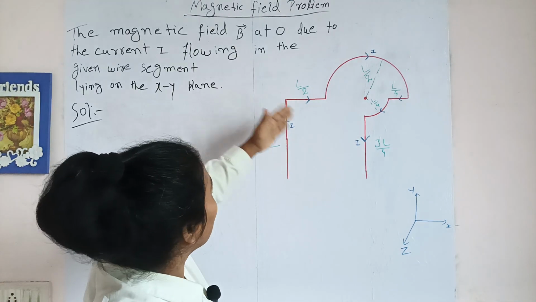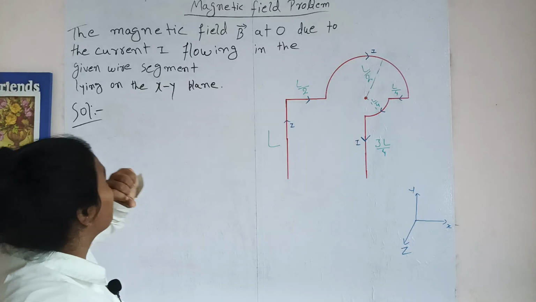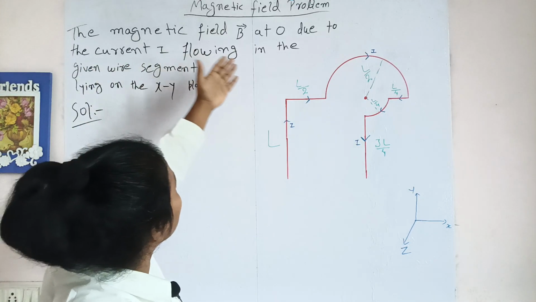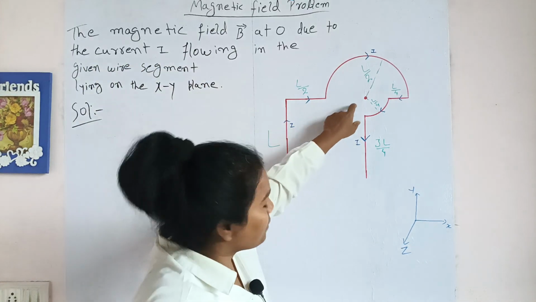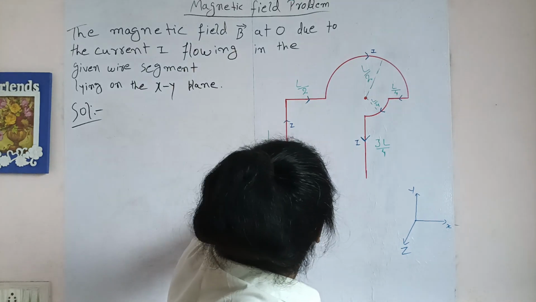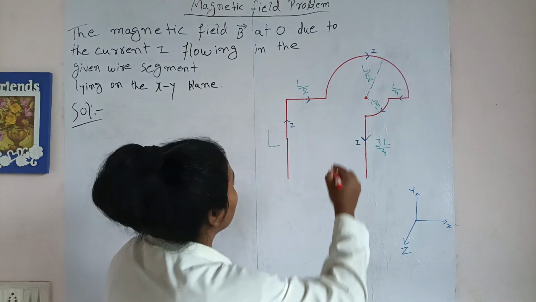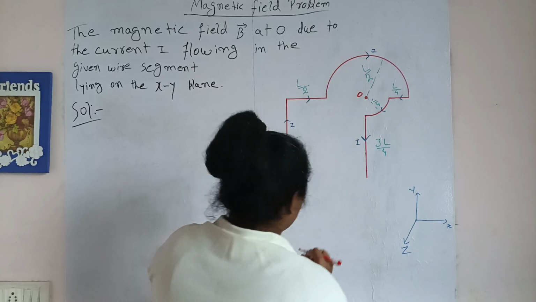Today we are going to solve this problem. It's a magnetic field problem. As written here, we need the magnetic field B at point O due to the current flowing in this given wire segment.